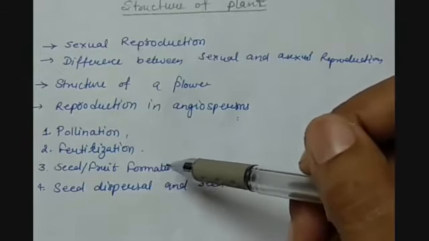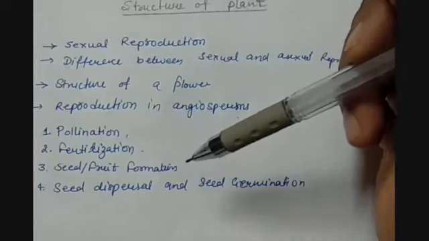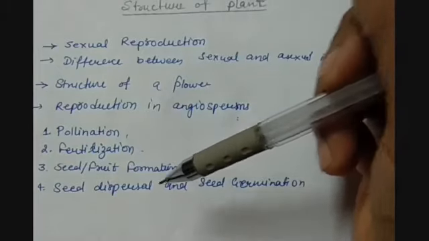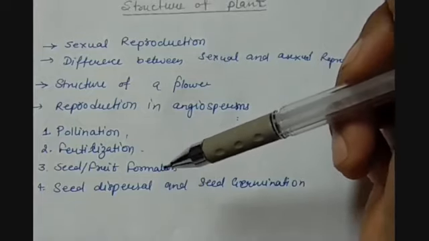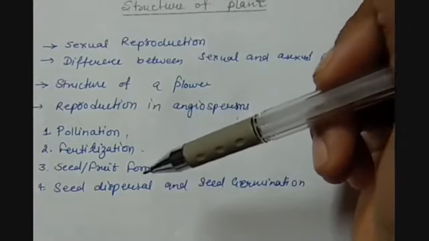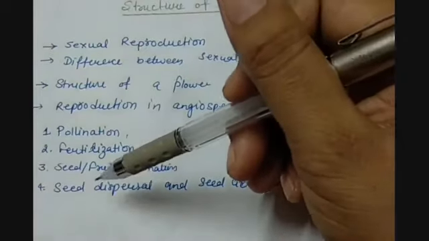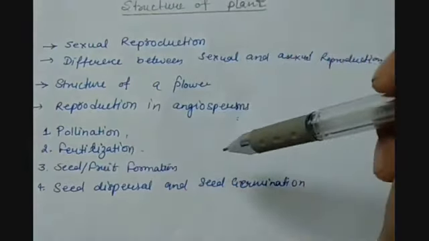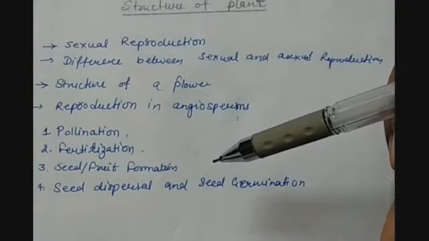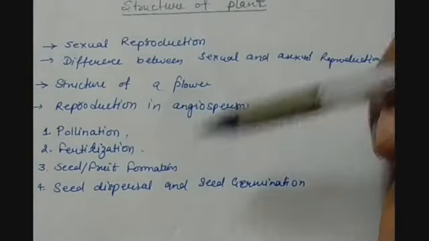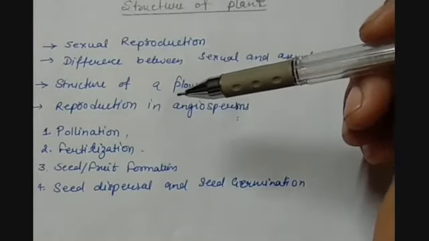The next step is seed and fruit formation. By forming a zygote, and when it starts growing, the ovary converts into fruit and the ovule converts into seed. Then we have seen seed dispersal and seed germination, and how seed germination takes place, because of which the reproduction of new flowering plants takes place.